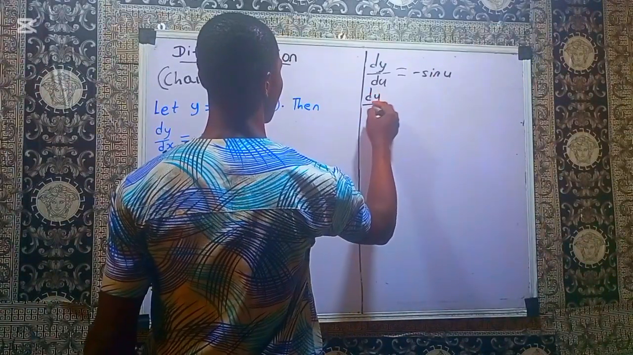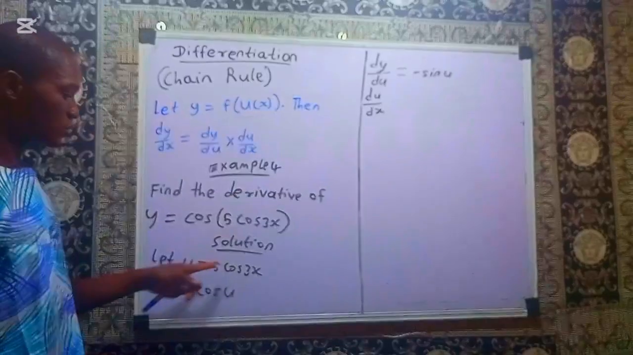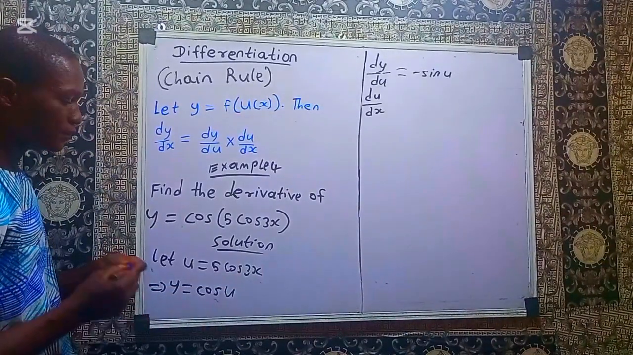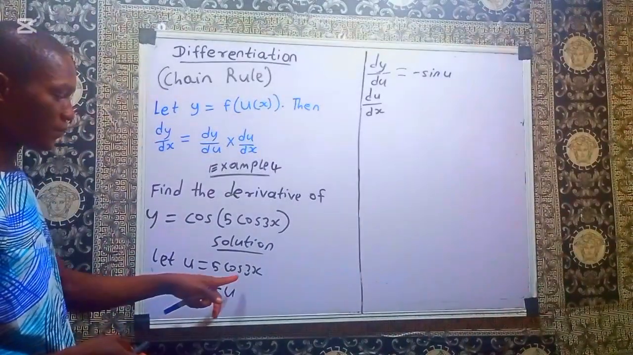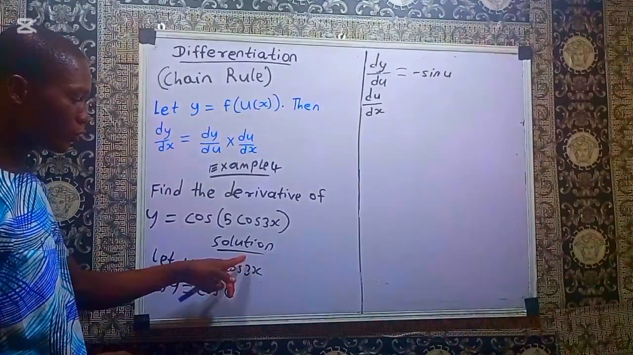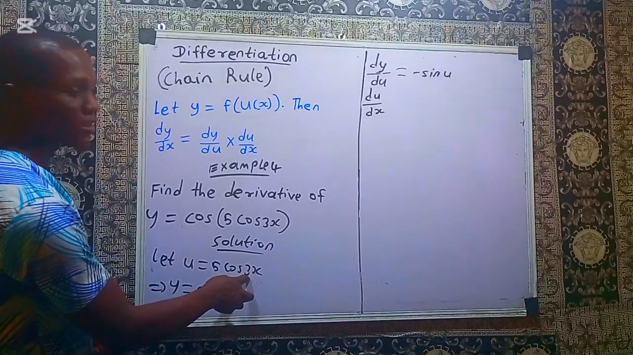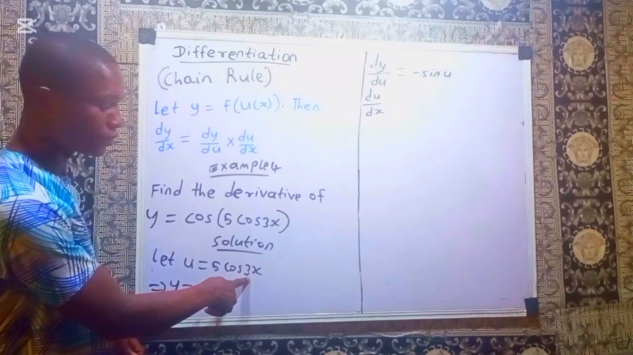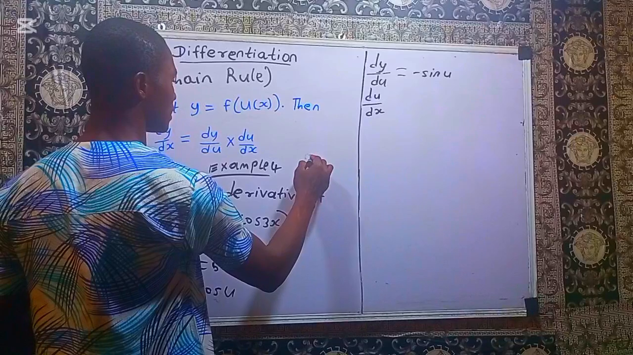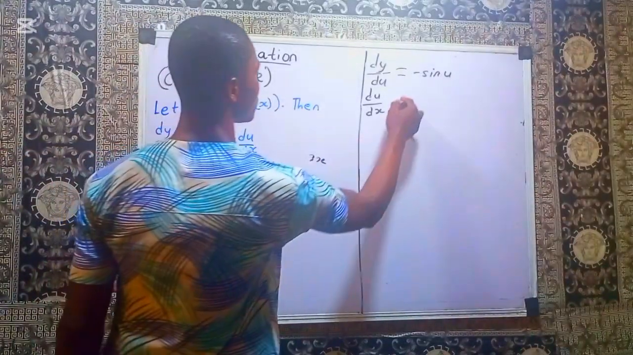Then we differentiate u with respect to x. According to the formula, we need to find the derivative of u with respect to x. So this is our u. We differentiate this with respect to x. But look at what we have here. We have 5 cosine of what? 3x, right? So the angle of cos is what? 3x. The angle here is 3x. You are going to differentiate this angle. That's differentiate 3x. So if you differentiate 3x, you are going to get 3.